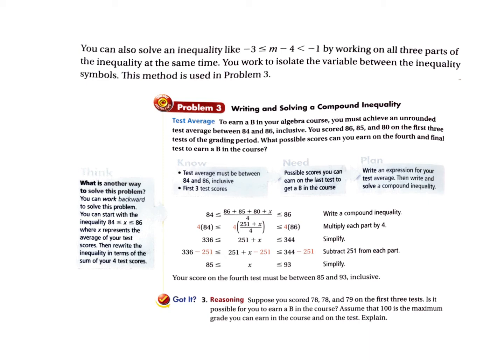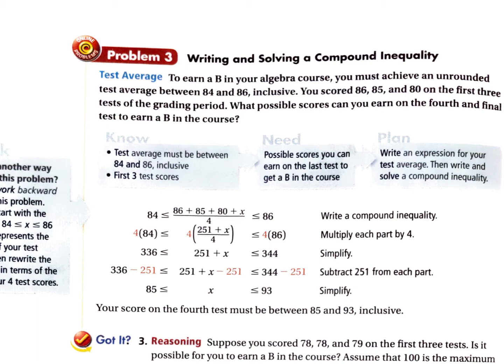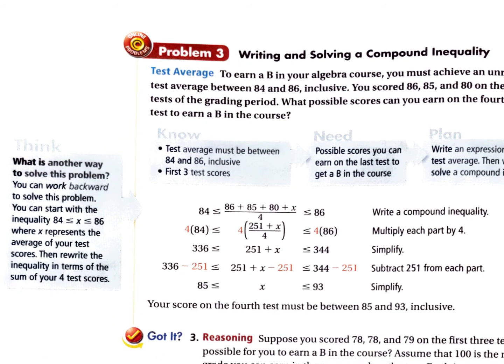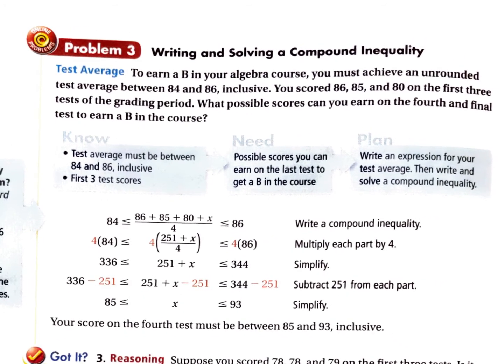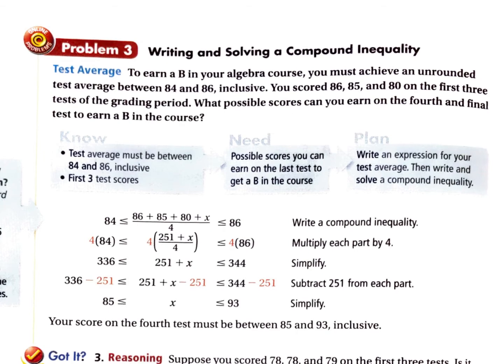The next part of the book talks about how you can work on all three parts of the inequality at the same time. So problem 3, and this is kind of an application problem they're doing here also. So to earn a B on your algebra course, you must achieve an unrounded test average between 84 and 86 inclusive. You scored 86, 85, and 80 on the first 3 tests. What possible scores can you earn on the 4th and final test to earn a B in the course?